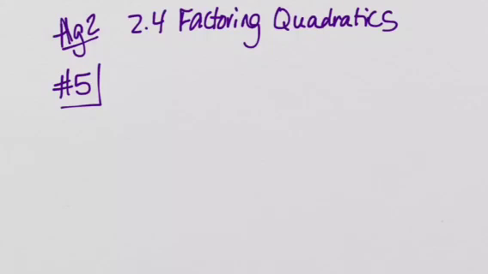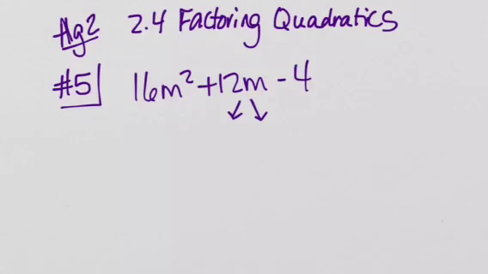Lesson 2.4 is on factoring quadratics. We really like when there are four terms that I can factor by grouping or using a box. If you look at number 5, it says 16m squared plus 12m minus 4. So this is only a 3-term polynomial, which we call a trinomial. So what we need to do is figure out how I can break up the middle term here into 4 terms. Okay, so I'd have the first term, the 2 terms here, and then the last term.